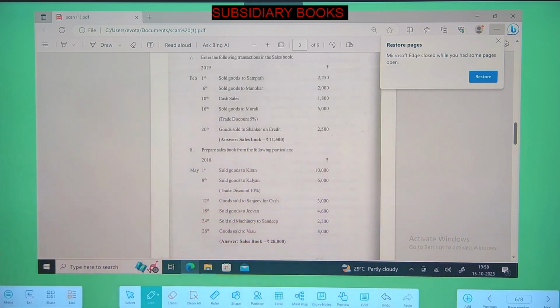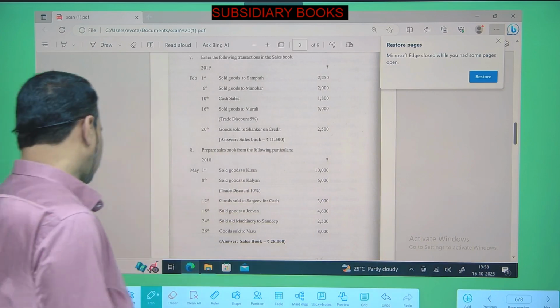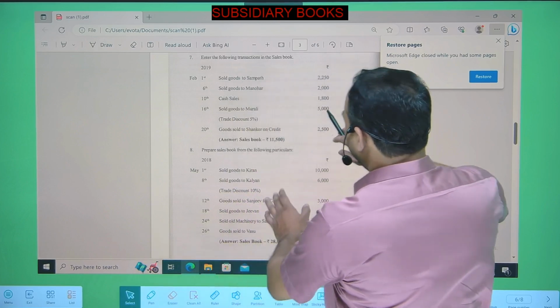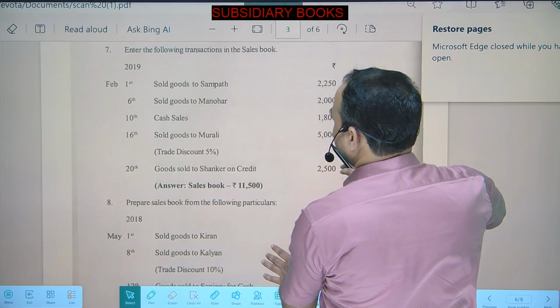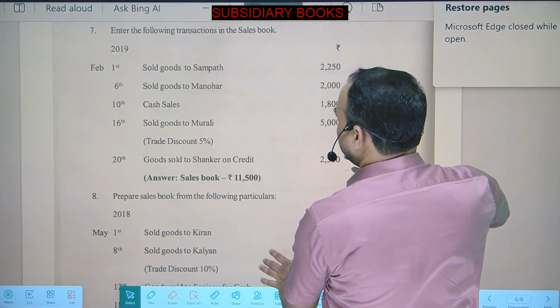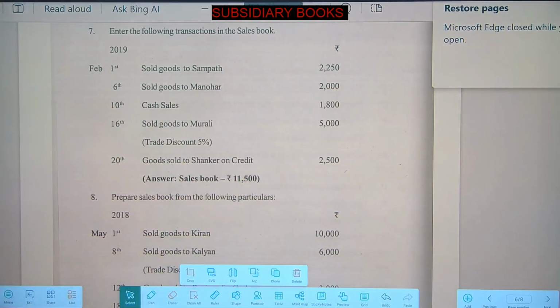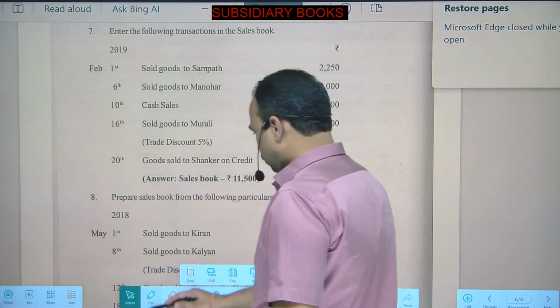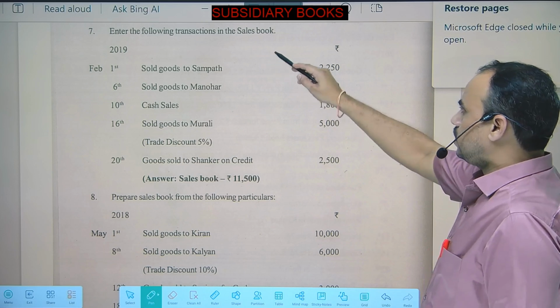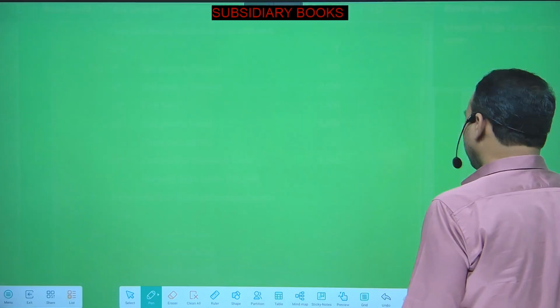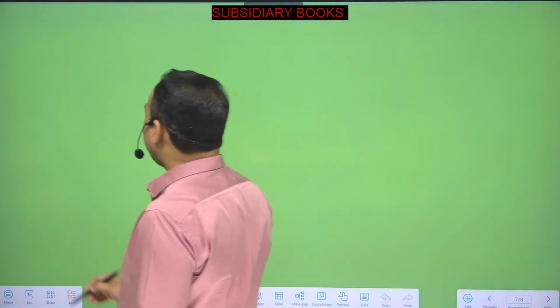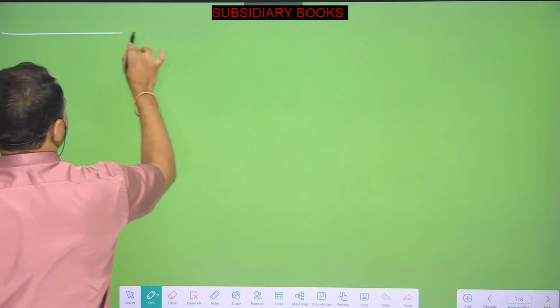Just a minute, I will check whether you are able to see the question clearly. For your understanding, I will make it big. Right, I think you are able to see the question clearly. Now we will do the question. Enter the following transaction in the sales book. Which book is it asking? Sales book. So here I will draw the sales book format.